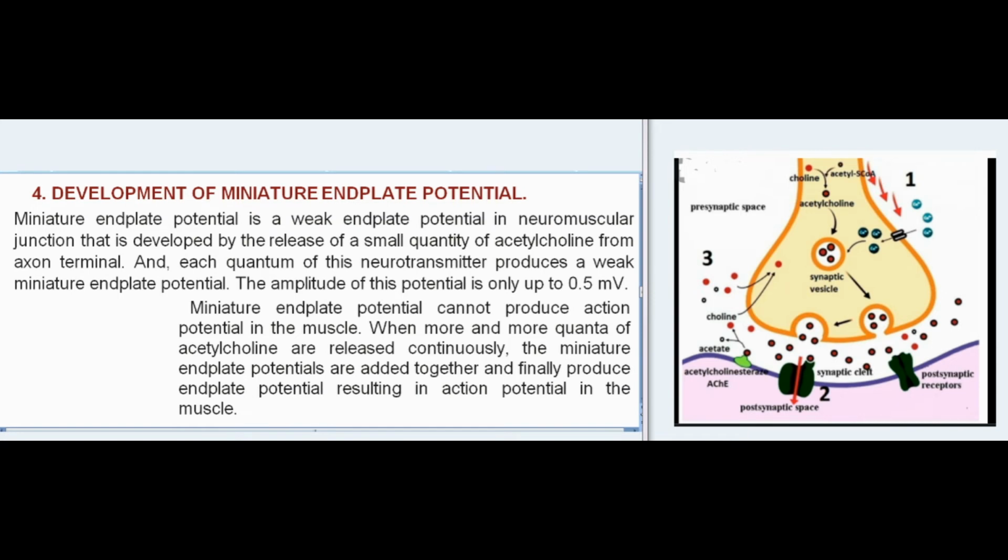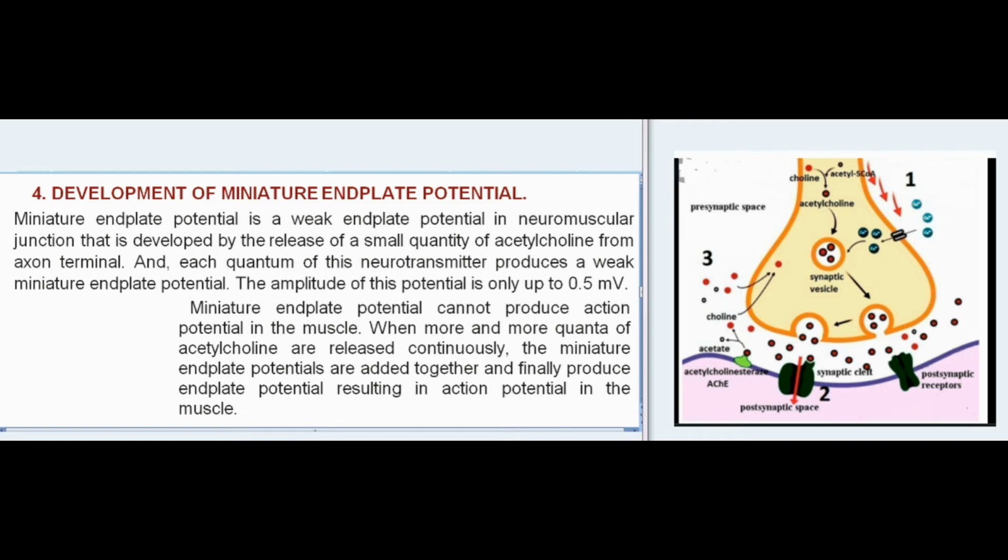4. Development of miniature endplate potential. Miniature endplate potential is a weak endplate potential in neuromuscular junction that is developed by the release of a small quantity of acetylcholine from axon terminal. And, each quantum of this neurotransmitter produces a weak miniature endplate potential. The amplitude of this potential is only up to 0.5 mV. Miniature endplate potential cannot produce action potential in the muscle.